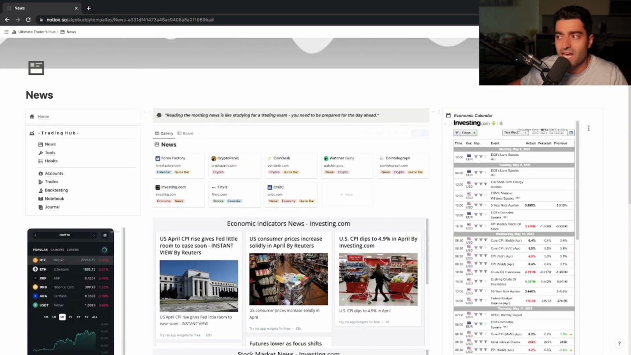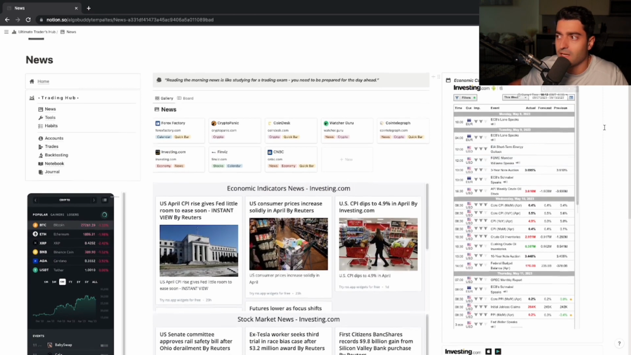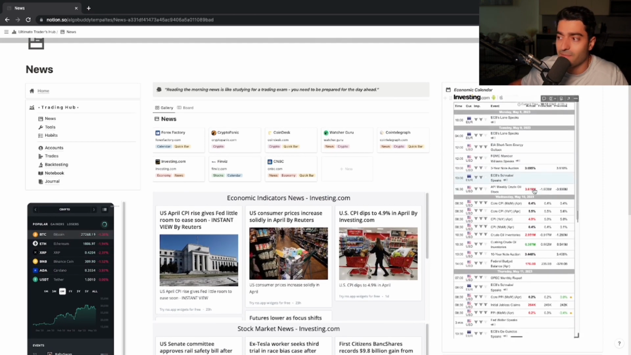This is the News tab. You're going to see all of the important and biggest news publication links here at the top. You're going to have an automatic news feed built in right from investing.com. Here, you're going to have a built-in economic calendar.